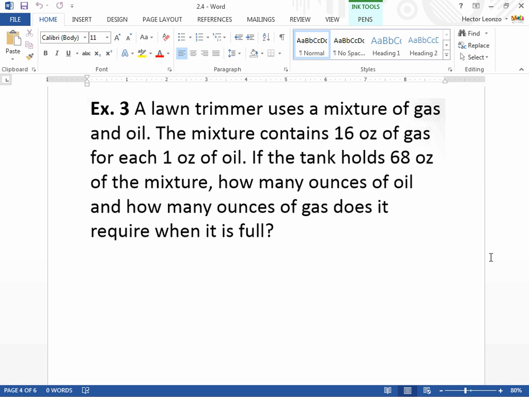A lawn trimmer uses a mixture of gas and oil. The mixture contains 16 ounces of gas for each ounce of oil. All right, so let's take a look. Let's imagine I'm going to draw a tank of gas.